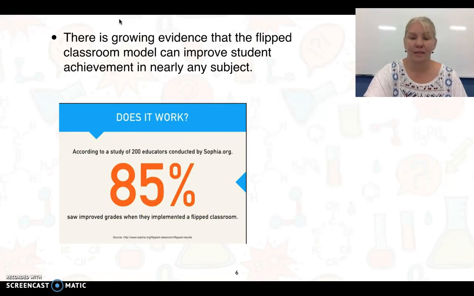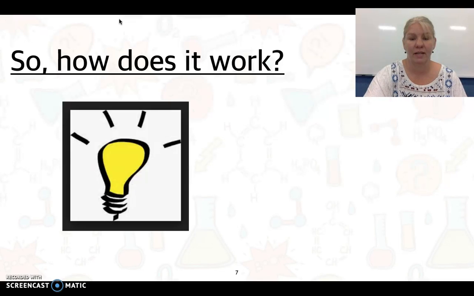Here's some data that shows that out of 200 educators, 85% have suggested that they've seen improved grades. It's our belief that it can be used in any subject. We'll trial it here. So how does it work?